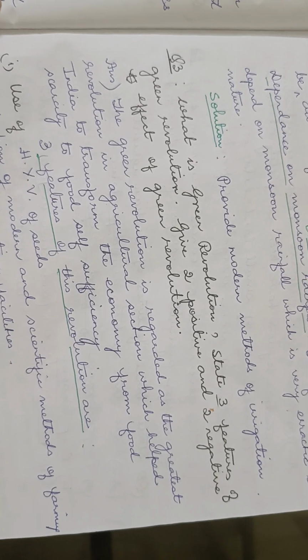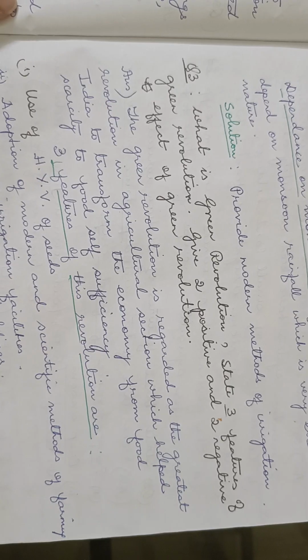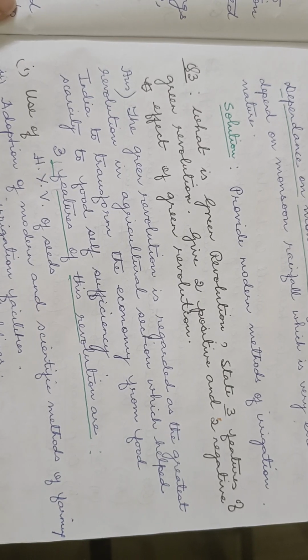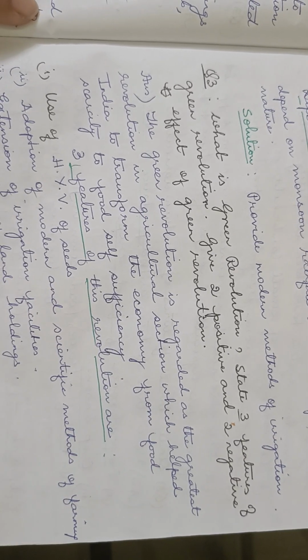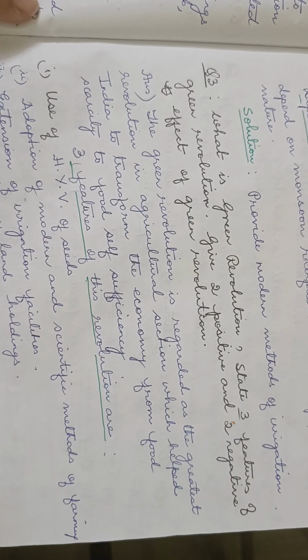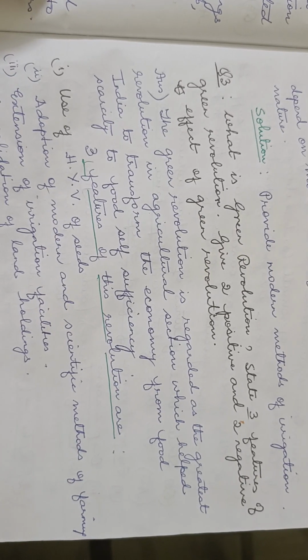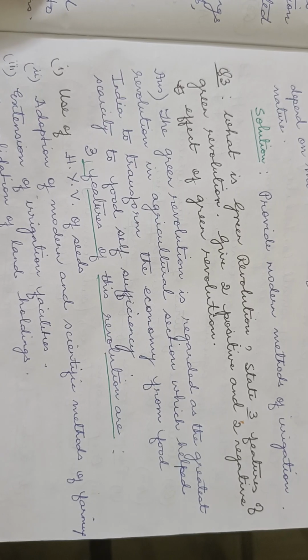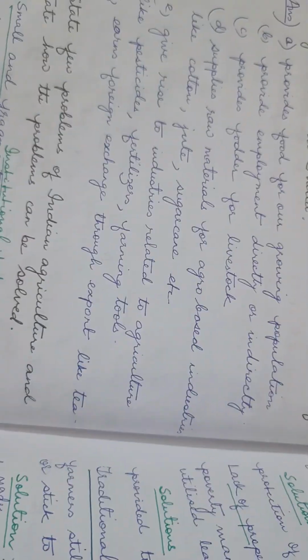Three features of this revolution are: number one, use of HYV seeds, meaning high yielding variety seeds. Number two, adoption of modern and scientific methods of farming. Number three, extension of irrigation facilities. Number four, consolidation of land holdings.